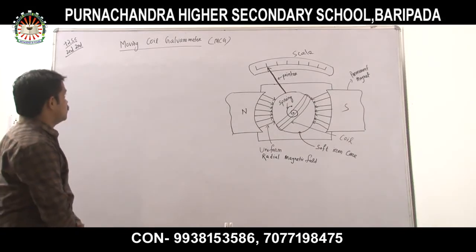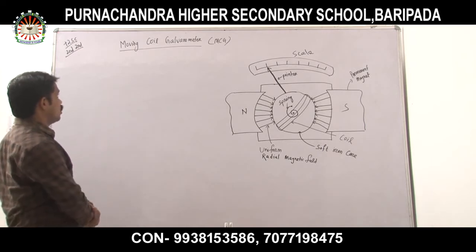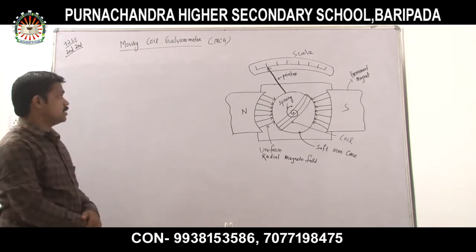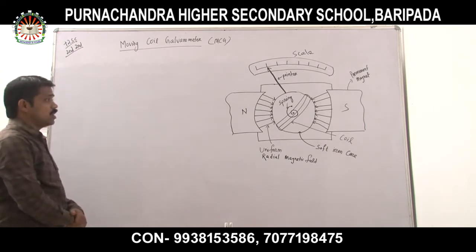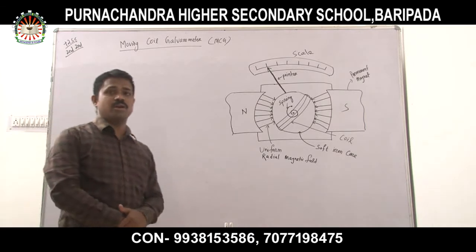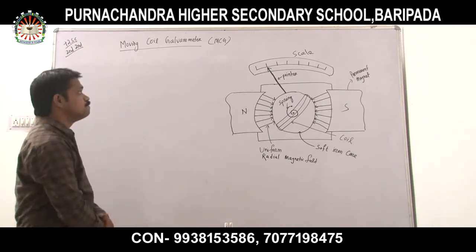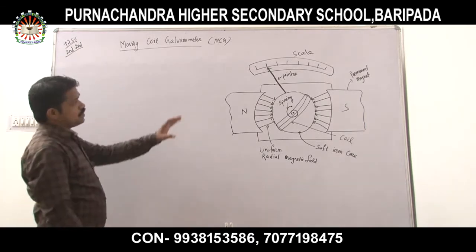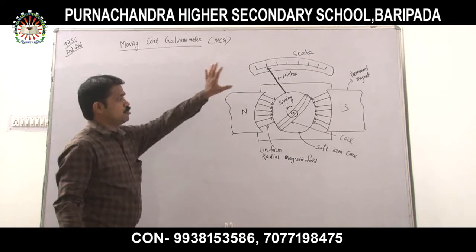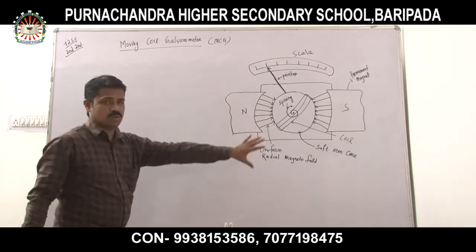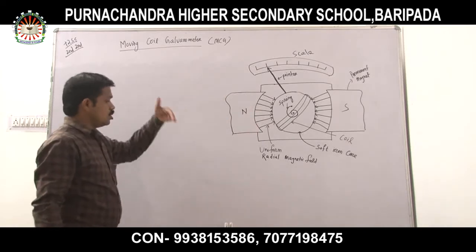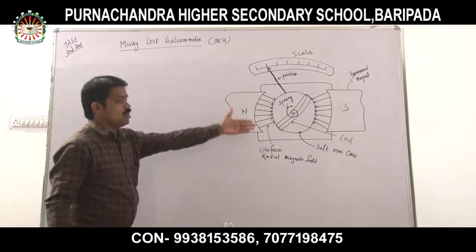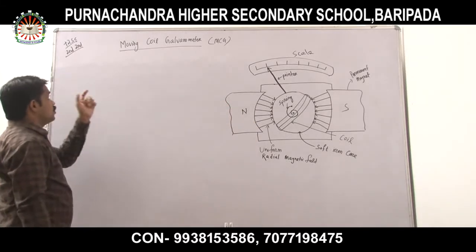Okay, so in this session we are discussing a very important topic, that is the moving coil galvanometer. It is a very important device in physics. This is the pictorial representation of your moving coil galvanometer. This is the cross-sectional view, so we will come to it later on. So first of all, this is the moving coil galvanometer.